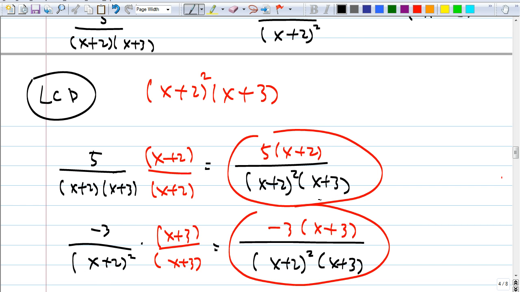X plus 2 squared times x plus 3. Is this easy? Do you get the idea? Can you do something like this for your homework tonight? So are they going to ask you to add and subtract them yet? No. All they're going to do is, at the end, write them with their LCD. Okay? That's why we did all this LCD today. Any questions? Okay.